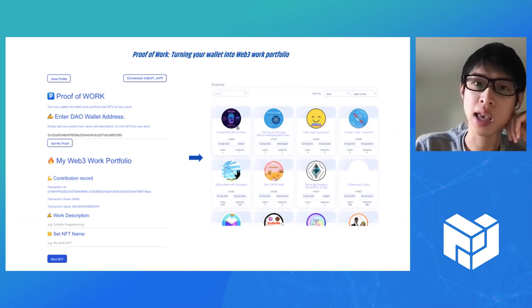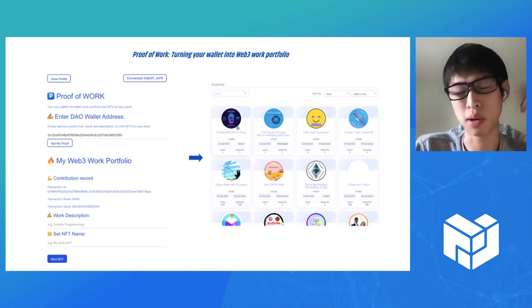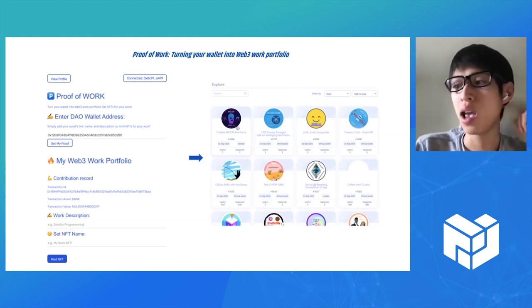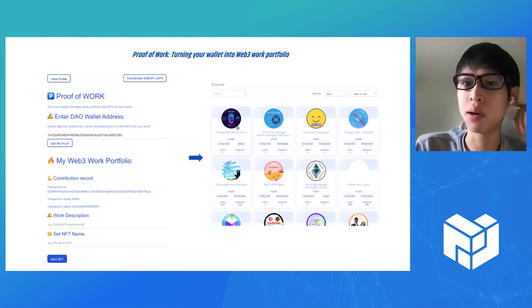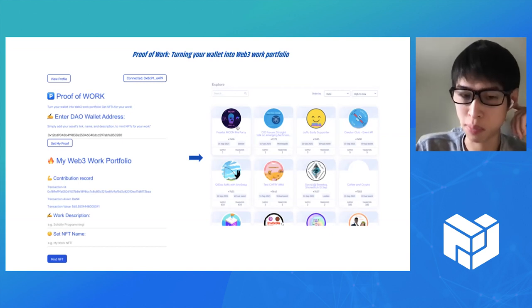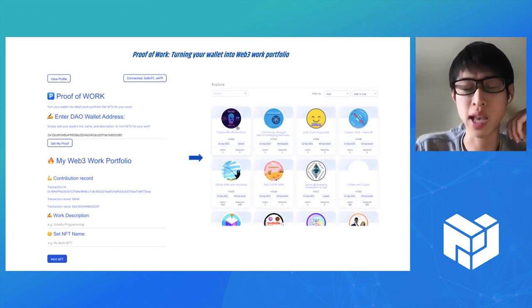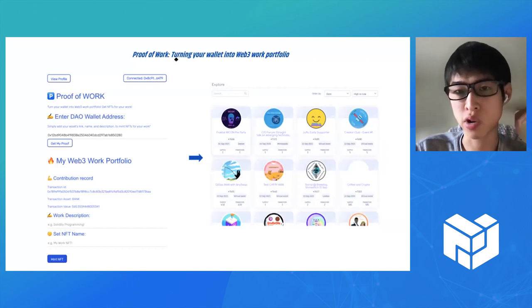So what I'm thinking is, can we solve this problem by building a Web3 LinkedIn sort of thing? LinkedIn requires your real identity, but in this case, we can keep you anonymous, but still figure out what you're actually capable of doing based on your past work. So I call it proof of work, your actual past work. And basically the idea is to turn your wallet into a Web3 work portfolio.